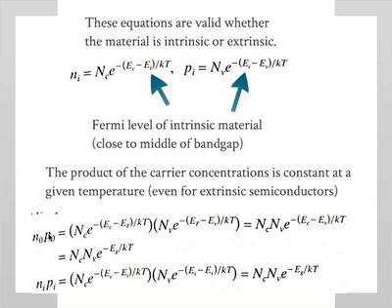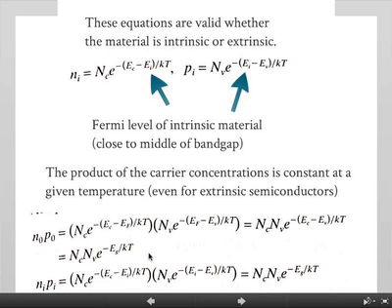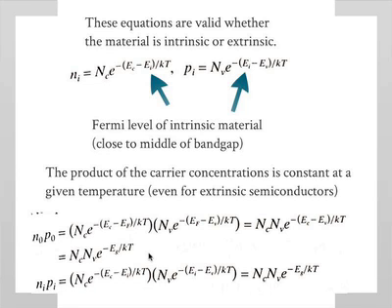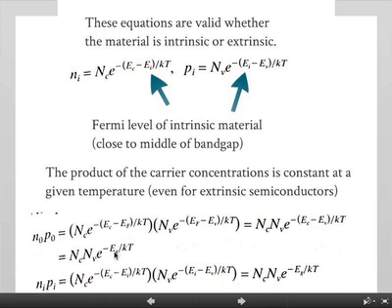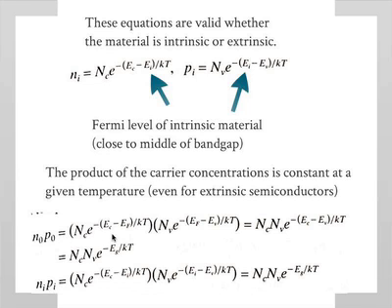So you multiply those two terms together, you get NC NV e raised to minus (EC minus EV) over kT, or NC NV e raised to minus Eg over kT, which is nothing but the energy band gap. Okay? So the product of the carrier concentrations in an intrinsic material is exponentially dependent on the band gap, which is shown here. Which also makes intuitive sense if you think about it.